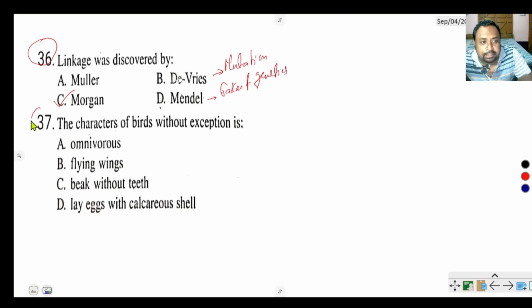Question number 37 says the characters of birds without exception, meaning this feature is present in all birds. That is omnivorous. Omnivorous means they eat everything. This is not the correct option. Flying wings: ostrich does not fly. Vestigial wings. Beak with teeth. Lay eggs with calcareous shells. This is the correct option. Not the beak without teeth. This is not an exceptional point.